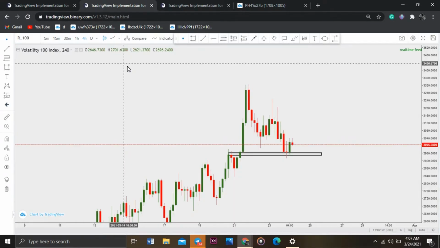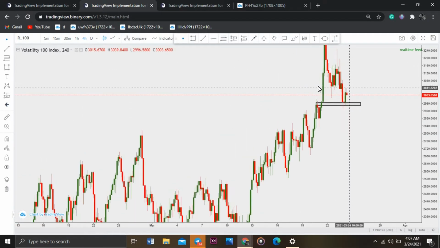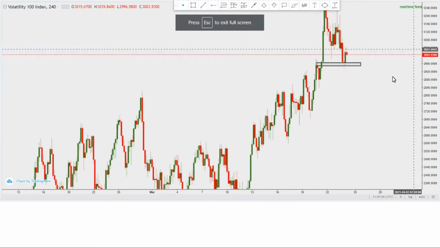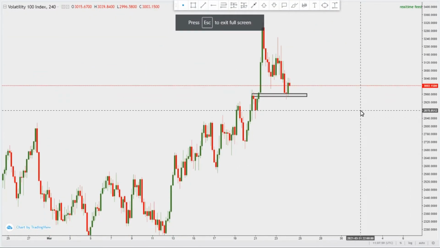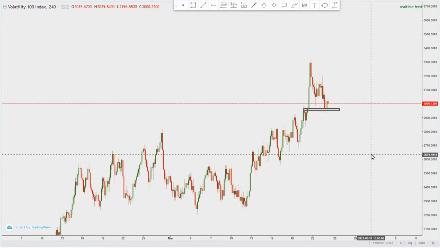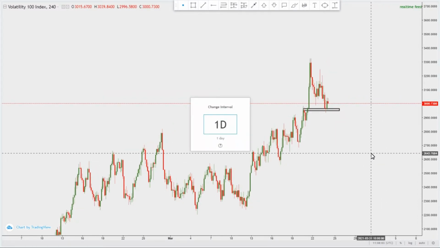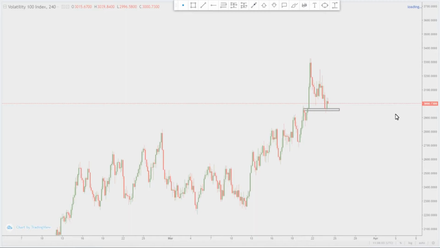So let's continue with VIX 100. You can see on the forward time, let's just start on the daily time frame. Let's see what is really going on on VIX 100.